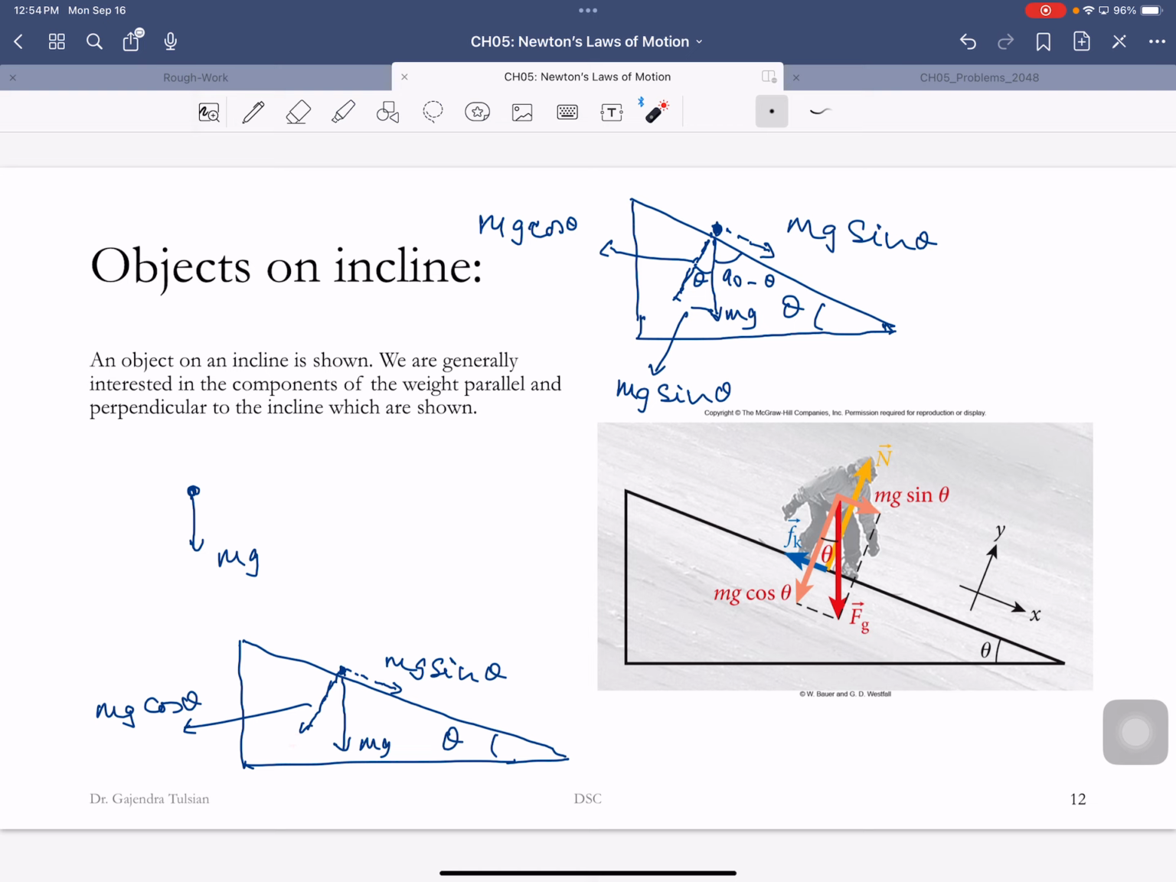And they're the most useful components. Of course, you could break it up into any direction you want. You can do it like this and so on. You can break it up into any components you want. This, of course, won't be as useful as this guy.